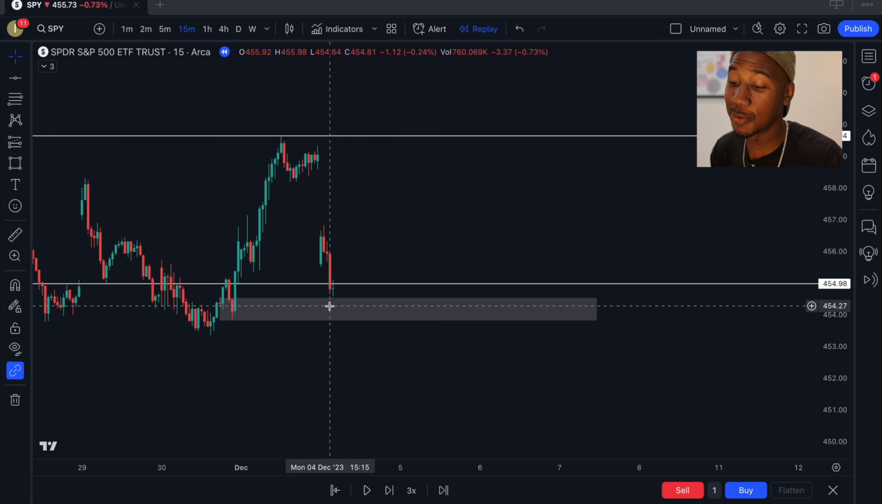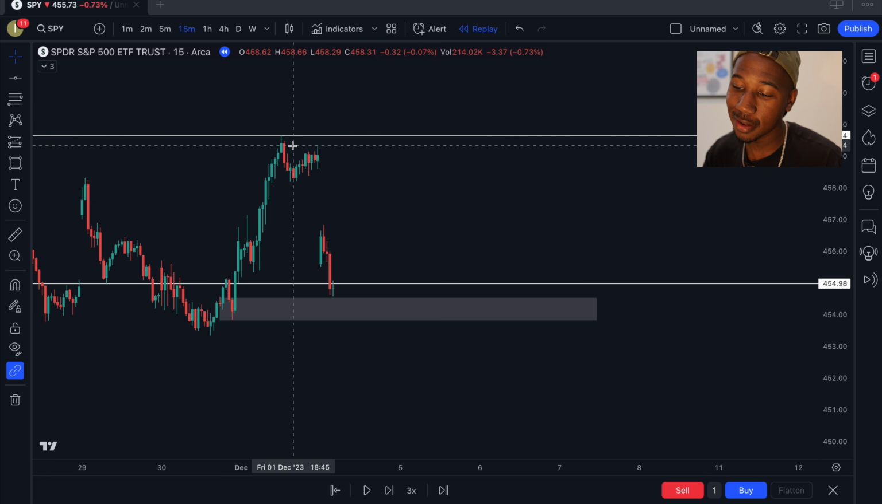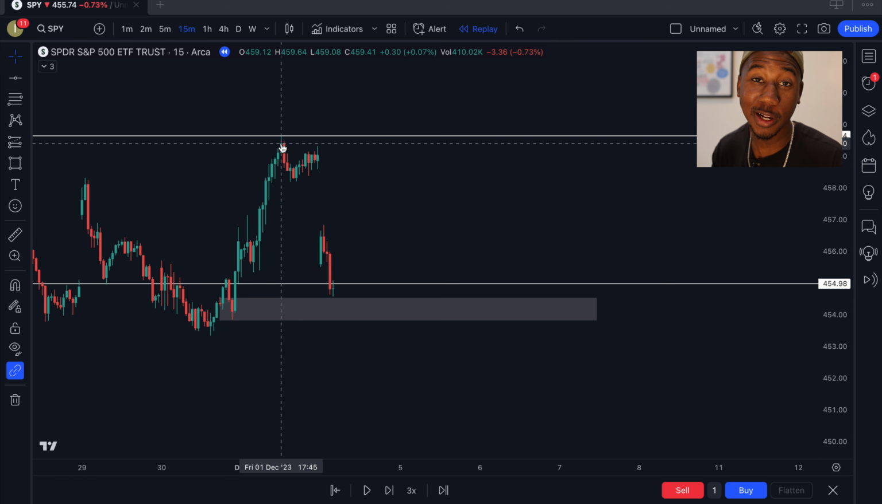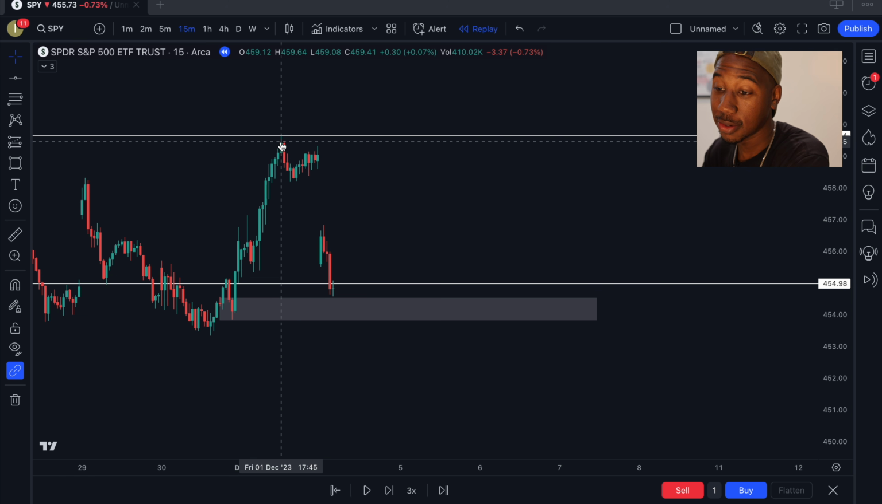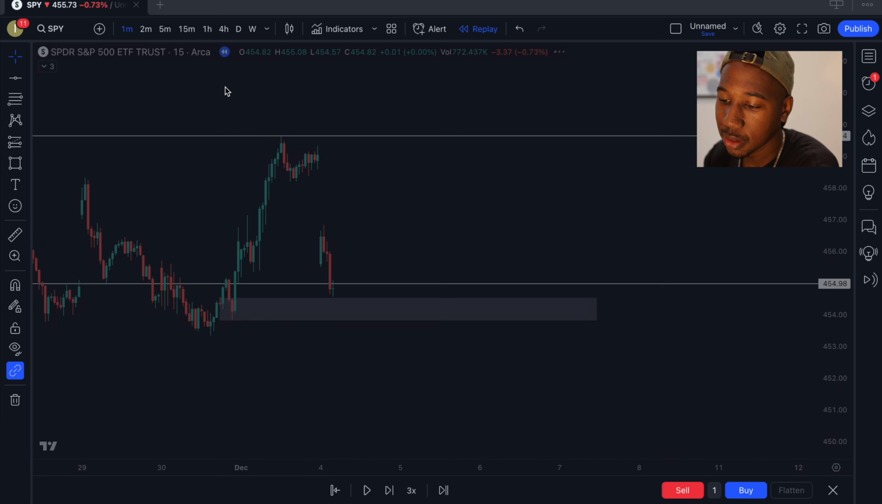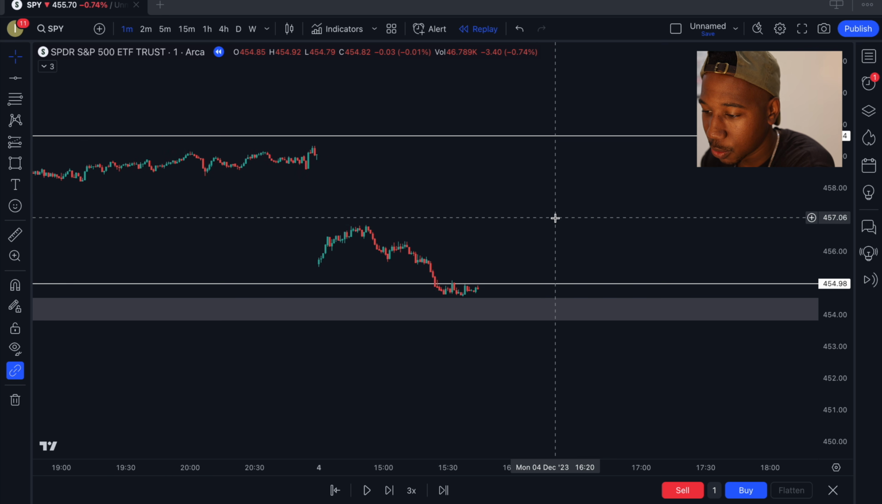And when it taps into this demand zone, that is the next criteria for this trade. So we got the higher high, and it looks like we're about to get the tap into the demand zone. So when I see this, I drop down to the 1-minute and I start watching. All right, so here we are on the 1-minute.